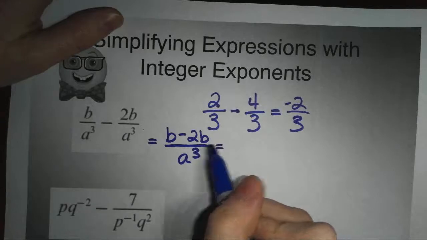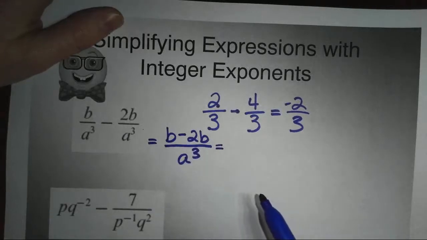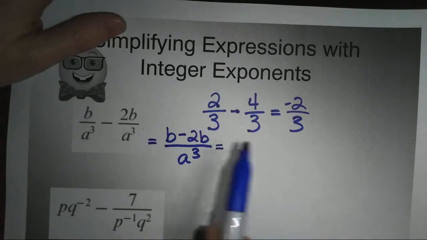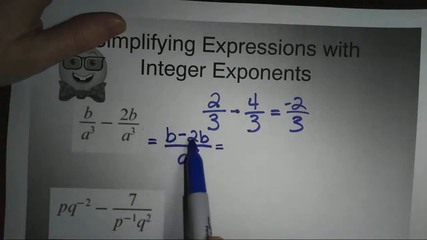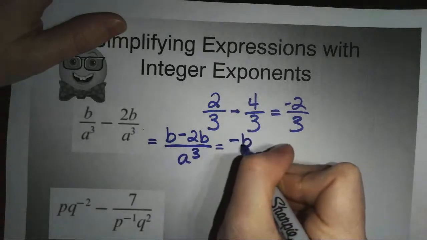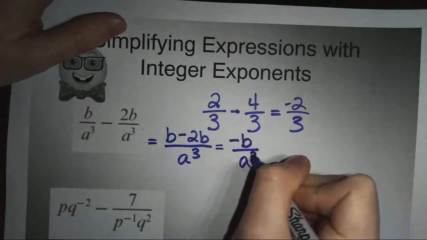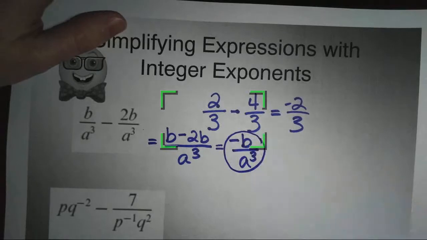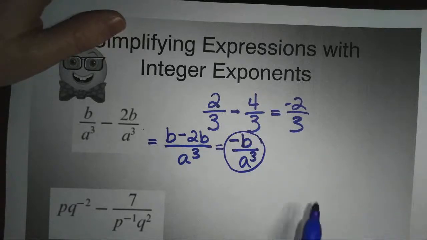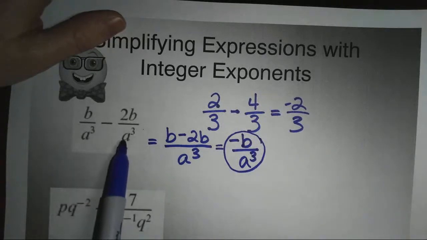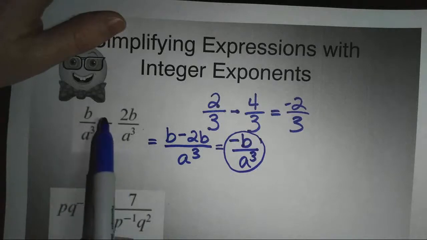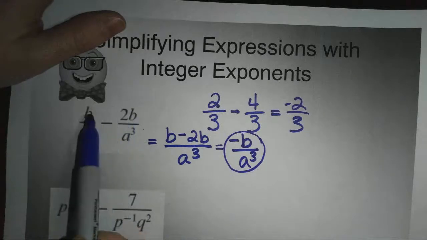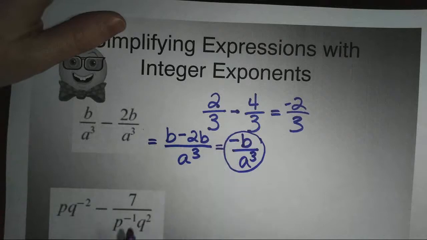So b minus 2b, those are like terms because they have the same variables to the same powers. 1b minus 2b gets us negative 1b, and we're still over a to the third power. And this is the simplified form of our expression. So all you have to do when you have like denominators, common denominators, is combine the numerators. b minus 2b is negative b.